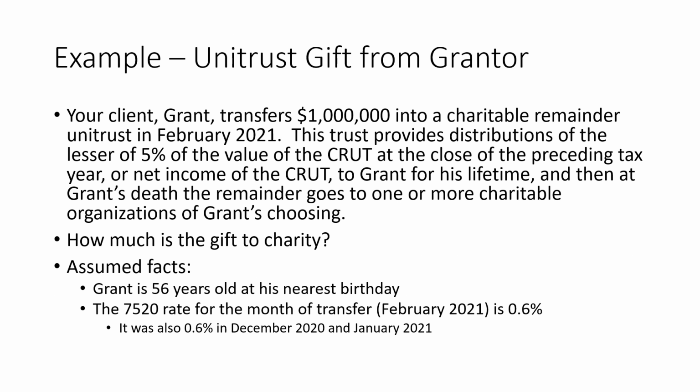But we're going to start off with an example where we have a client, Grant, who puts $1 million into a charitable remainder unitrust in February of 2021. So, what this trust provides for are distributions of the lesser of 5% of the value of the CRUT at the close of the preceding tax year, or, if less, the net income of the CRUT. That's distributed to Grant for his lifetime, and then at Grant's death, the remainder goes to one or more charitable organizations of Grant's choosing during his life, or of the trustee's choosing if Grant never gets around to doing so.